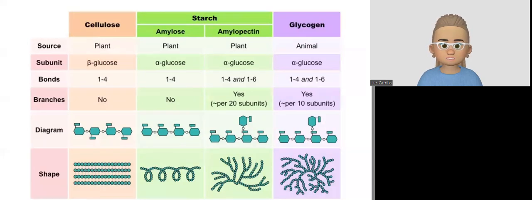Then, when we look at branches, meaning side chains that are extending out of the main chain of linked carbohydrates, we can observe that in cellulose, there are no branches. So when we look at the diagram of how these glucose molecules are connected to one another, this is how they look. Of the two polysaccharides found in starch, amylose and amylopectin, only amylopectin has branches. And that's specifically where the 1,6 bonding happens.